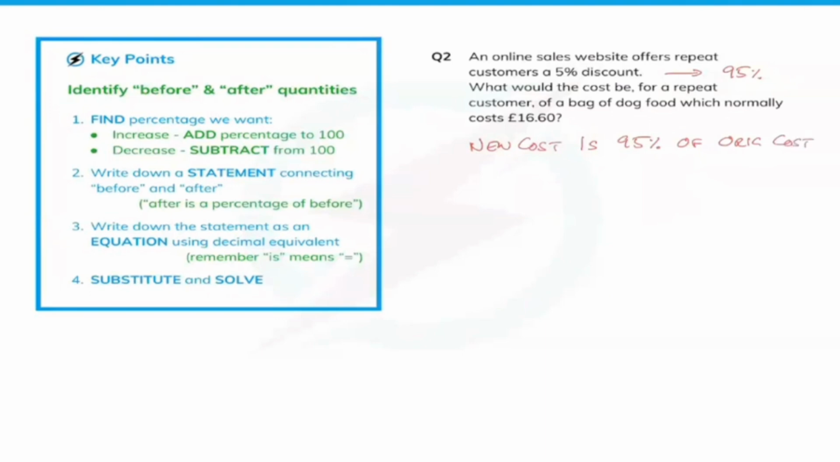Then we can write that as an equation, and I'm going to write NC for speed. NC equals, now 95 divided by 100 is 0.95, so there's my decimal equivalent, of is times the original cost. Now I can just put in the numbers. We're trying to find the new cost, and it's 0.95 times 16.60. So the new cost is, and this time it's in pounds, £15 and 77 pence, 15.77.